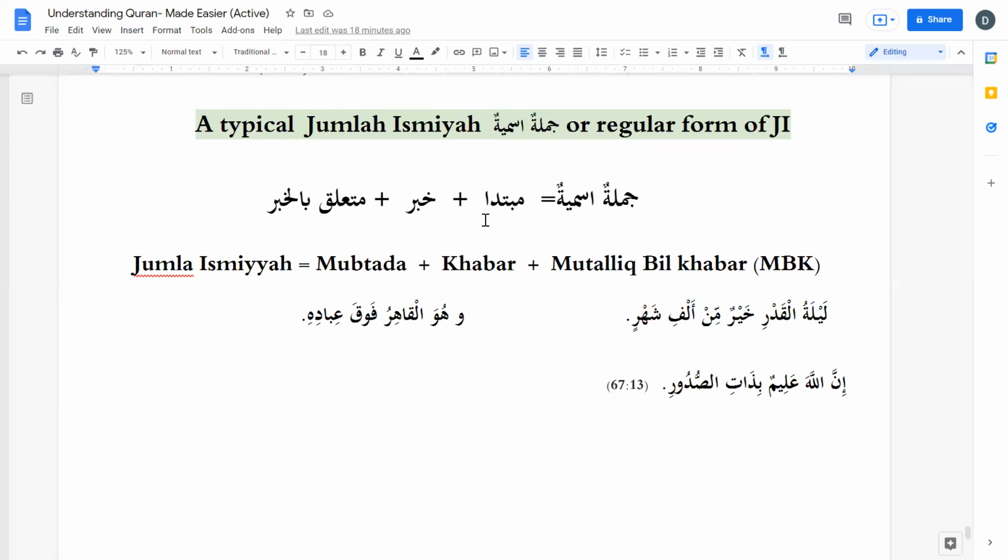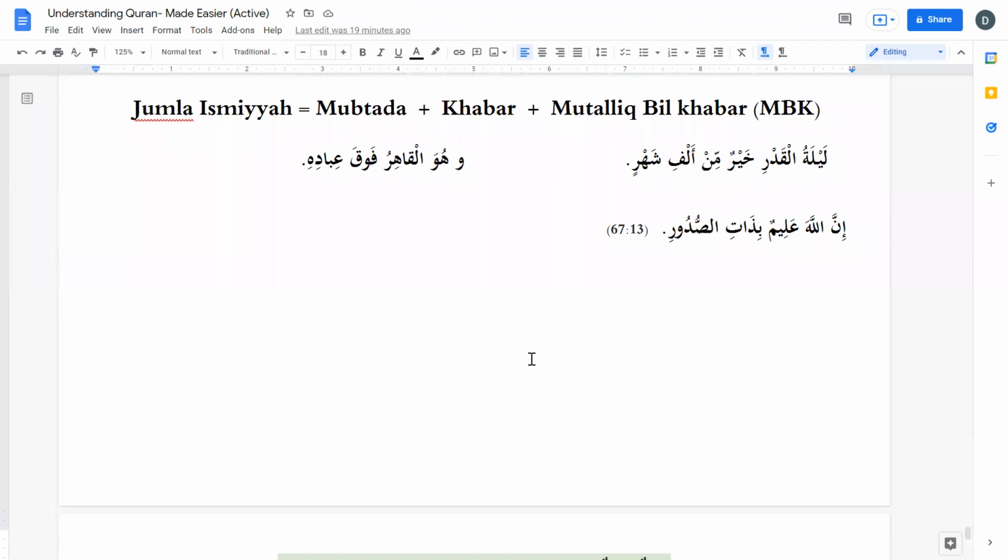But irregular forms of Jumlah Ismiyah are very common when we read the Quran. Both regular and irregular forms of Jumlah Ismiyah are there. So irregular, abnormal, doesn't mean rare. The abnormal sequence or irregular sequence of Jumlah Ismiyah we can find very frequently.